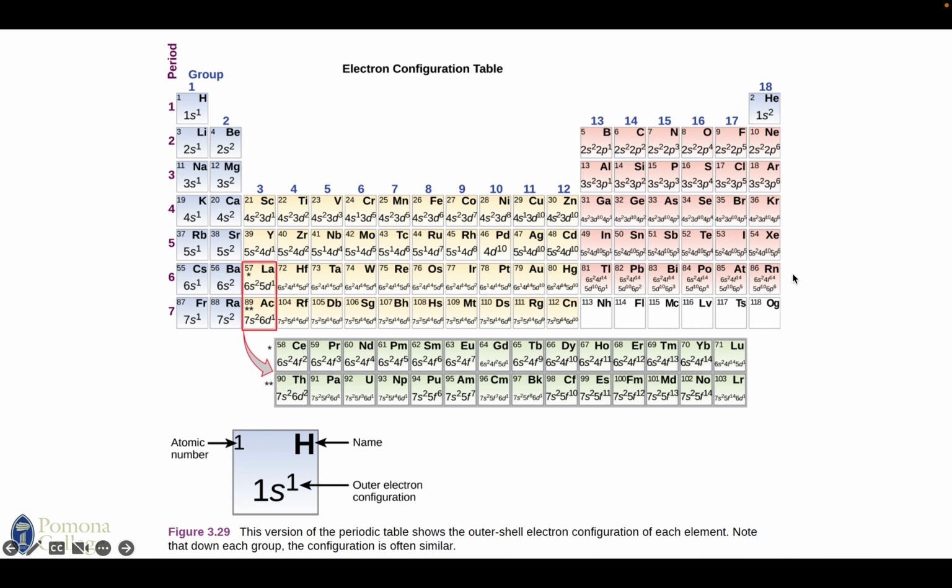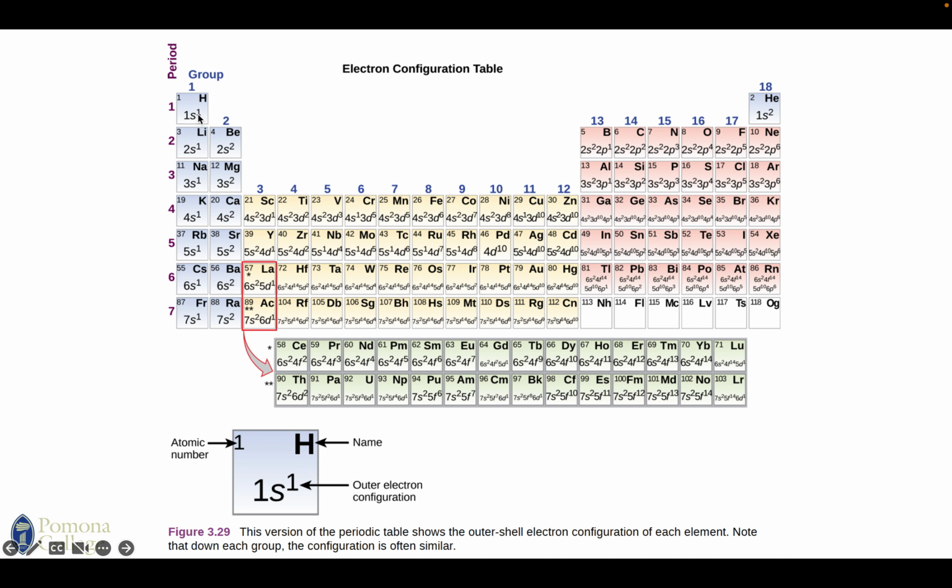Here we have a table that has all of the configurations, partial configurations for all of the elements. And we see that assigning configurations and knowing where the electrons are going gets pretty easy and simple if we understand how the periodic table is arranged. Every time we move up one number in atomic number, we're adding 1 proton, but we are also adding 1 electron. So that electron will occupy the orbital that is of lowest energy.